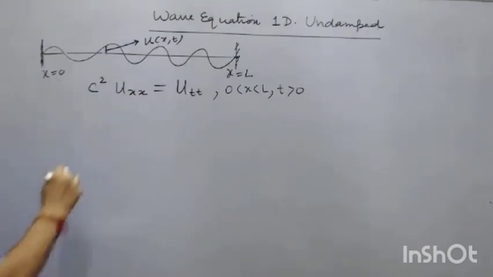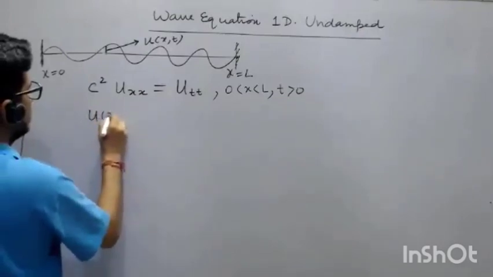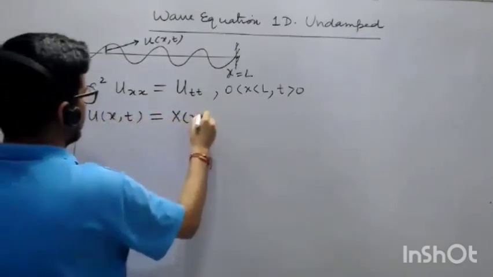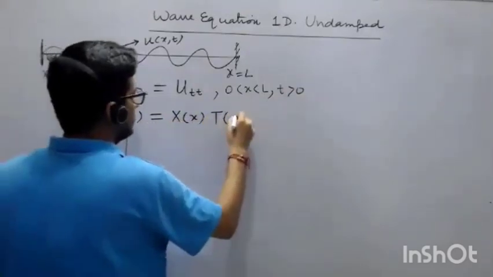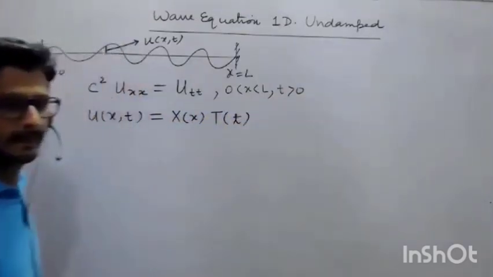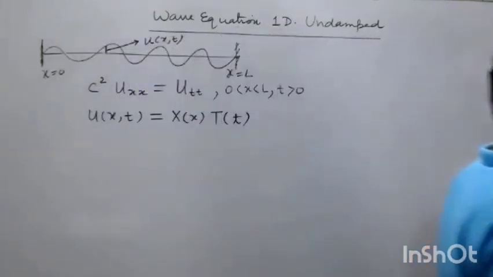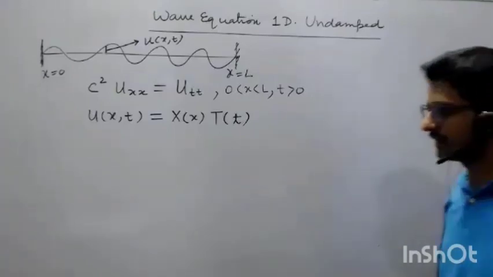Okay. So what will be u(x,t) as a first step? That will be some function of x and some function of t. u(x,t) will be some function of x and some function of t. Correct?